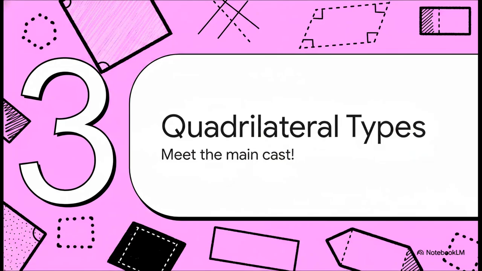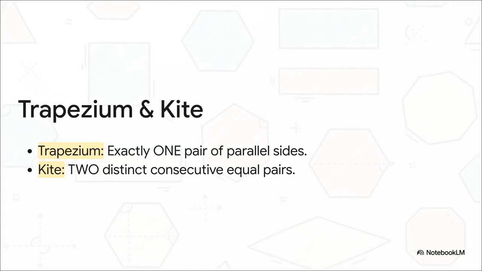All right, Section 3, Types of Quadrilaterals. Let's meet the main cast of shapes. First up in our quadrilateral family, we have the trapezium and the kite. These two have very, very specific traits. The trapezium features exactly one pair of parallel sides. That's the whole requirement. Just one pair of opposite sides running in the exact same direction that will literally never meet. Now, the kite is a completely different story. It features exactly 2 distinct consecutive pairs of sides of equal length.